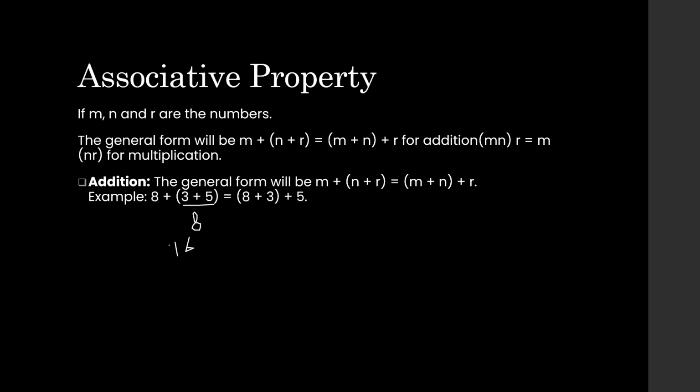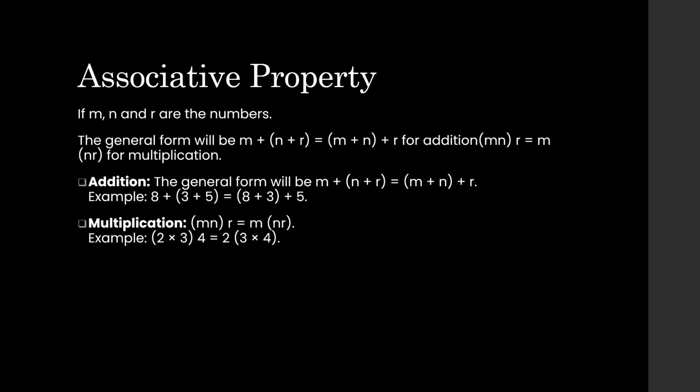In this next case, I am adding 8 and 3 first. Here I add 3 and 5 first, and now here I am adding 8 and 3 first. So 8 and 3 will give you 11, and 11 plus 5 will again give you 16. So here also the order doesn't matter. Add any two digits first and add their result with the third digit. The answer is going to be the same.